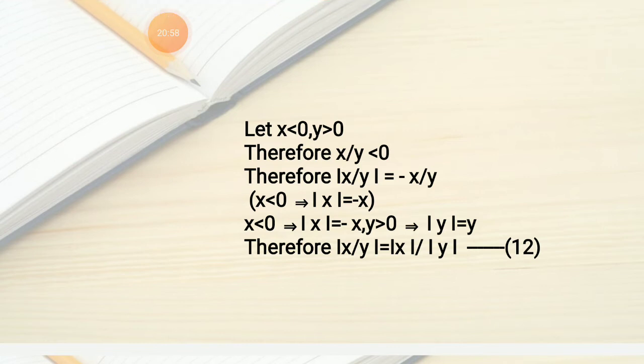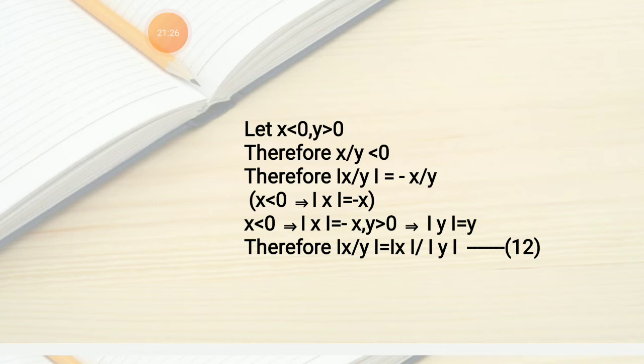Now the third case, x negative, y positive. Again x by y is negative, and mod of x by y is minus x by y, because x negative means mod x equals minus x, but here y is positive, so mod y is equal to y. So we have mod of x by y equal to minus x by y in the third step. In place of minus x write mod x, in place of y write mod y. So mod of x by y equals mod x by mod y.